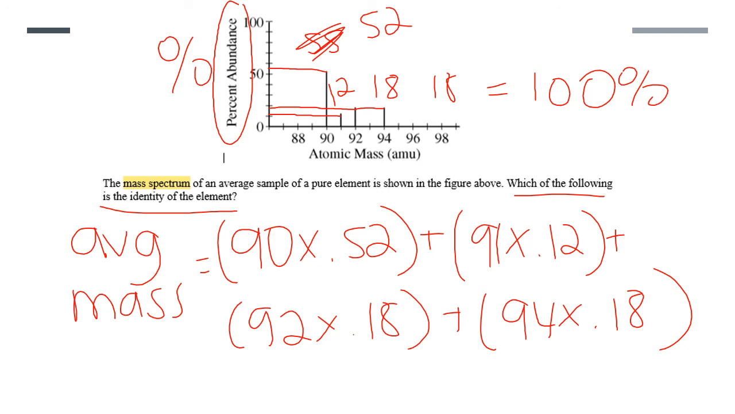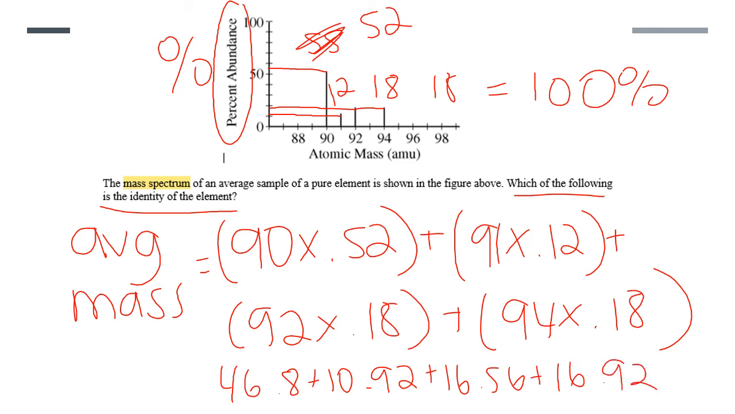And when I do that, I get... A good question. What do I get? 90 times 0.52, 46.8 plus 10.92 plus 16.56 plus 16.92. Add all of those up. Oh my gosh. Okay, one day I will learn to do videos with my calculator in the room with me. Not today. 91.2 is the average atomic mass.